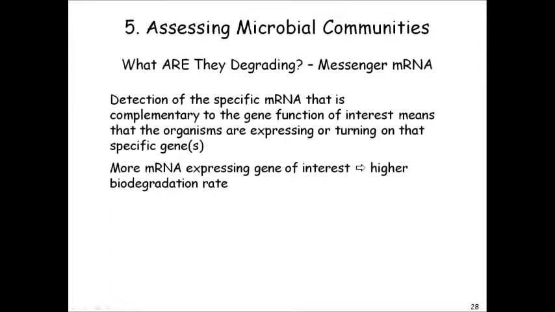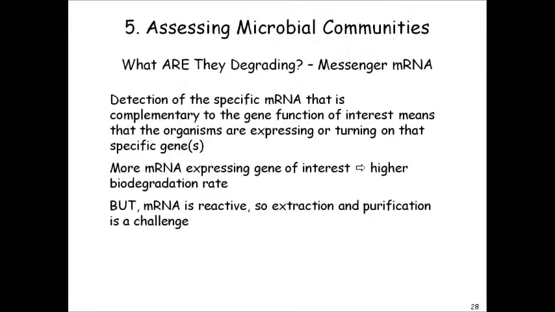A question that's a little bit closer to the ones I typically have is, what are they degrading? So again, if we detect a specific messenger RNA that is complementary to the gene function of the degradation we're interested in, then that means the organism is very likely expressing or turning on that specific gene to produce that enzyme. And the more we see of that, it likely corresponds with a higher biodegradation rate. More enzyme being expressed, more enzyme being developed.